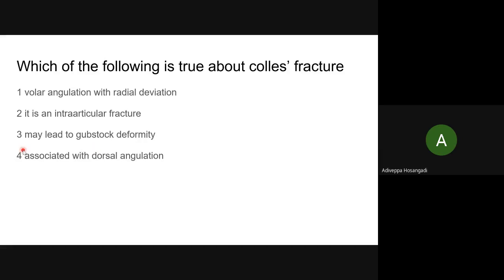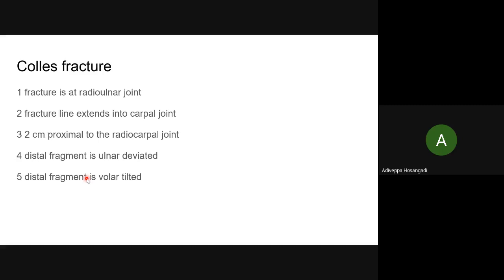Associated with dorsal angulation. Okay. Colles fracture. Fracture line extends into the carpal joint, 2 centimeter proximal to the radiocarpal joint. Distal fragment is ulnar deviated. Distal fragment is volar deviated. Which one is the correct answer?